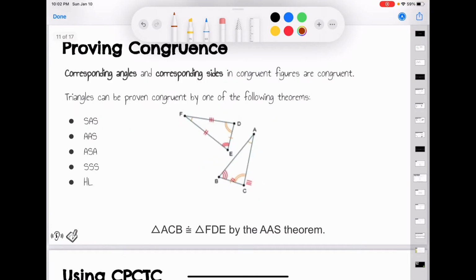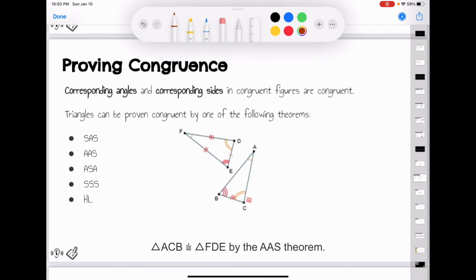Okay. So let us remember that we learned about different theorems to prove congruence of triangles. And we know that if two figures are congruent, then their corresponding angles and sides must be congruent. All the angles must be congruent, and all the sides must be congruent in order for two figures to be congruent. So triangles can be proven congruent by using one of the following theorems. We have our side angle side theorem, our angle angle side theorem, our angle side angle theorem, our side side side theorem, and then our hypotenuse leg theorem. Each of which we could use to prove that we have congruent triangles.